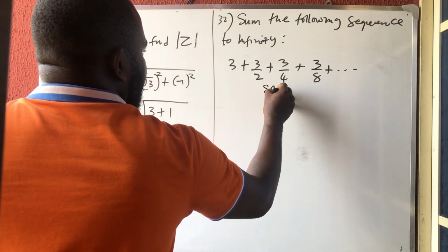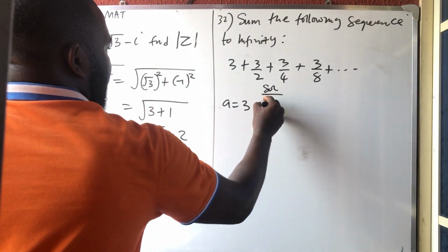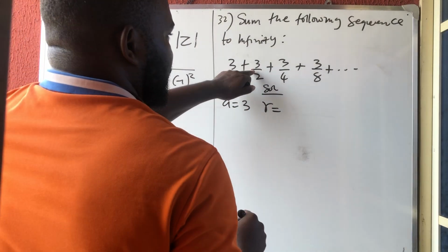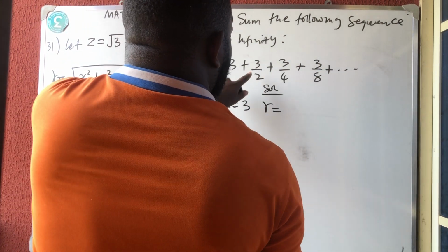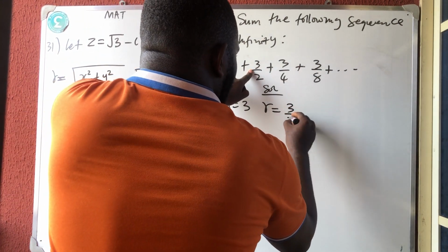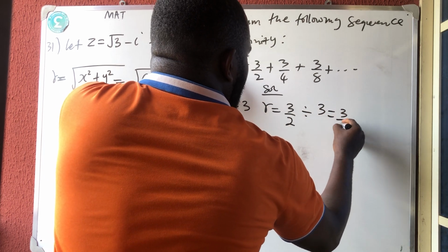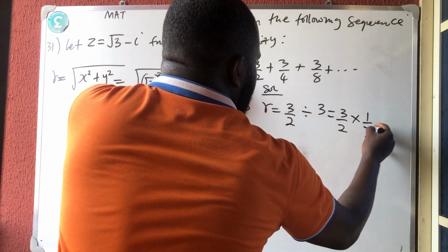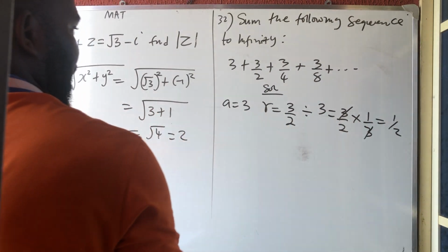Okay, so solution, this is geometric progression. So my A is just 3 and my R is simply this divided by this, or this divided by this, or this divided by this. You get the same answer. So this first, 3 over 2 divided by 3, which is same as 3 over 2 times 1 over 3. So this take care of this. I'm left with 1 over 2 as my R.